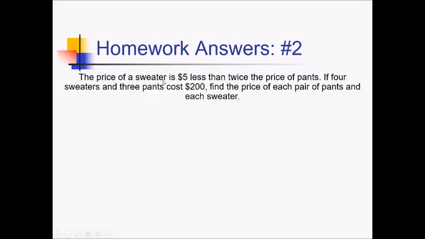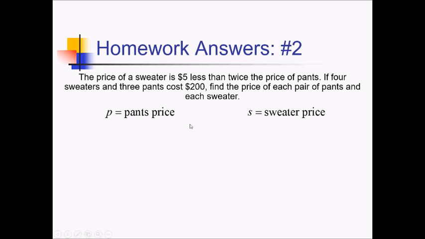For this problem, we're told the price of a sweater is 5 less than twice the price of a pair of pants. If 4 sweaters and 3 pants cost $200, ooh, that's an expensive trip, we want the price of each pair of pants and each sweater. All right, so let's define some variables. We want the price of pants and the price of a sweater. I'll let P be the price of one pair of pants, and we'll say S is the price of one sweater.